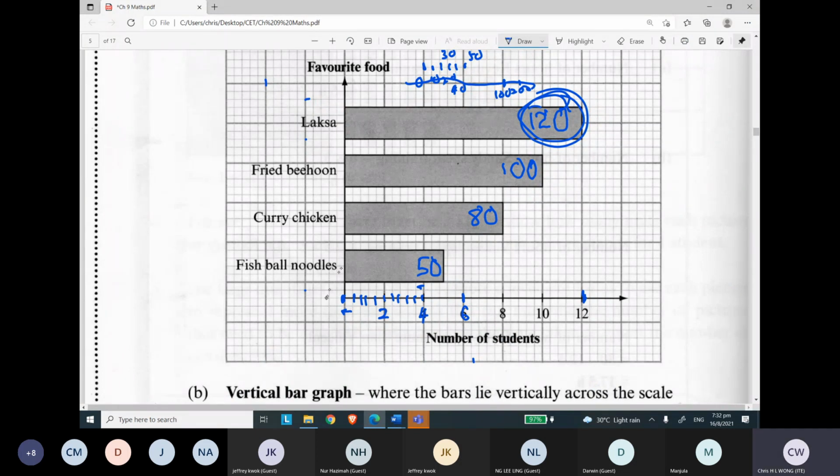Now I can start from zero. Why can I start from zero? Because the number is very small. This is only 12, this is only 10, this is only 8, this is only 5. So I can start from zero. Am I right? Makes sense to you now.